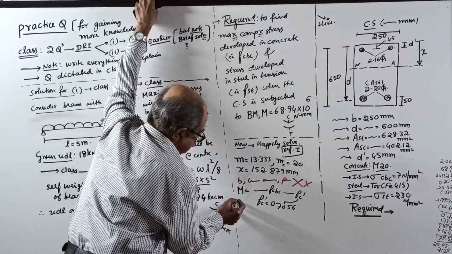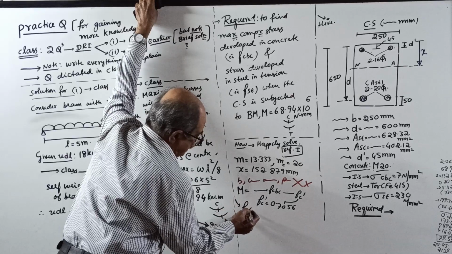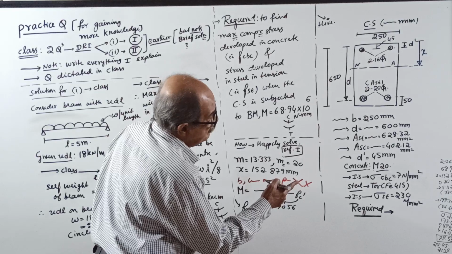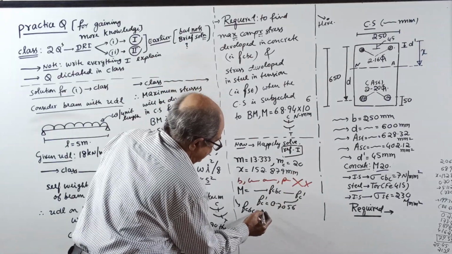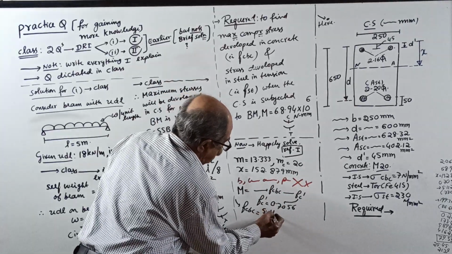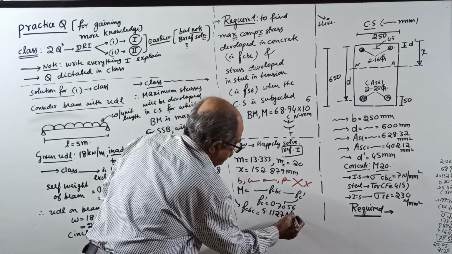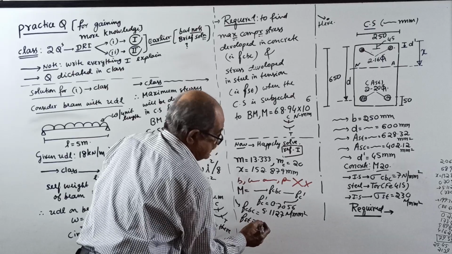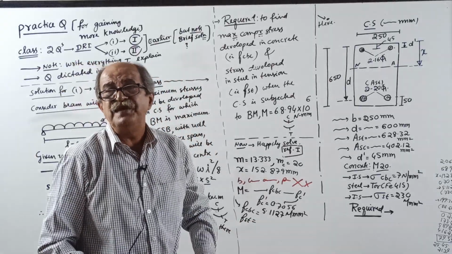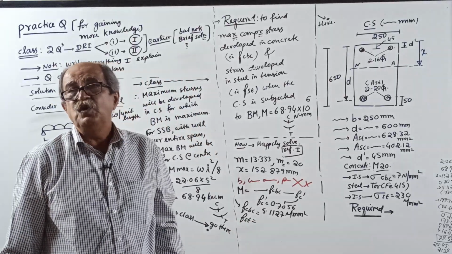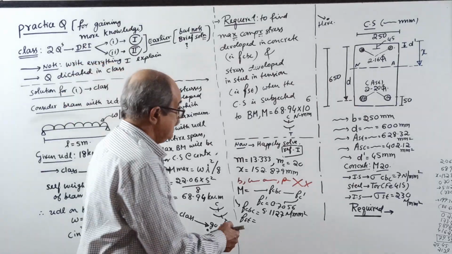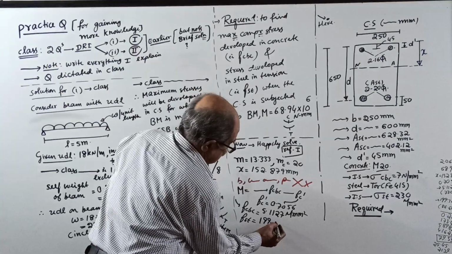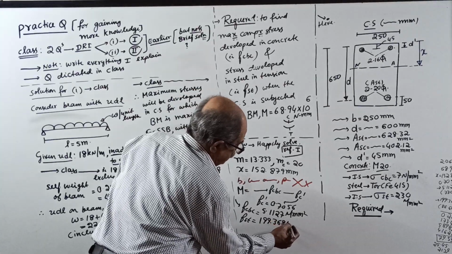0.7056. Substituting, your FCBC, maximum stress in concrete in compression, will come 5.1127 Newton per mm square. Then find FST, stress in tension steel. Use the relation M FCBC by FST equal to X divided by D minus X. FST will come 199.368 Newton per mm square.